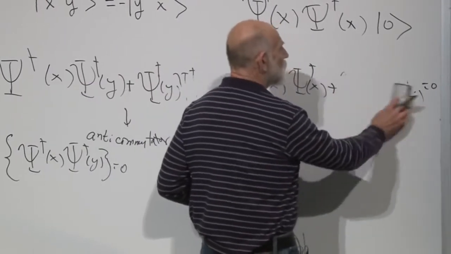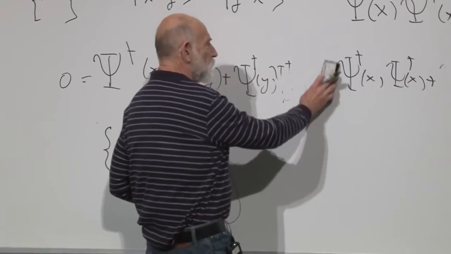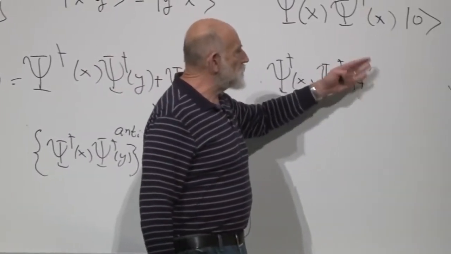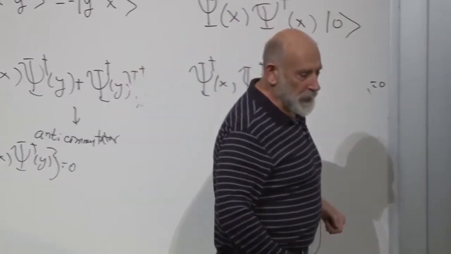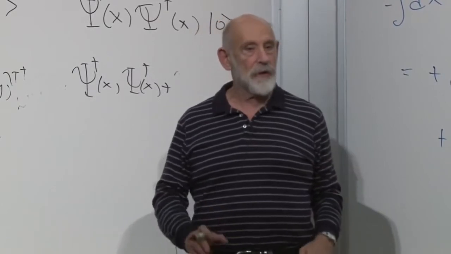And if twice something is equal to 0, the thing itself is equal to 0. So trying to put two particles into the same state always gives you 0. Anticommutators give you fermions, which cannot go in the same state.